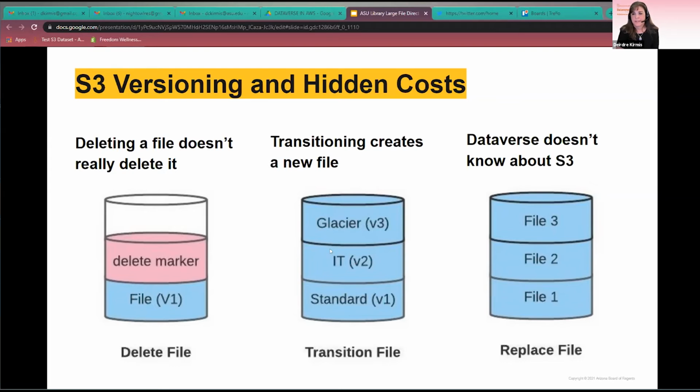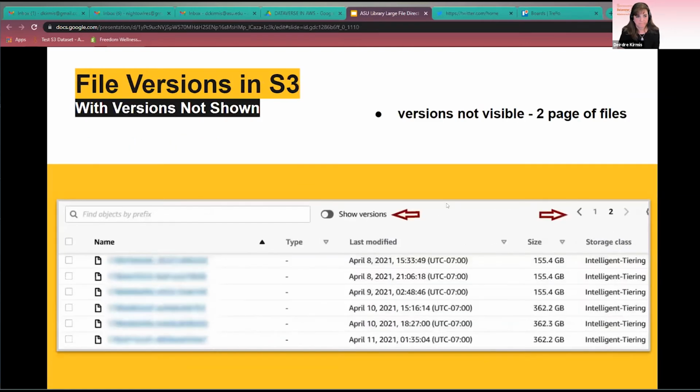So we were moving the files to intelligent tiering to save money, but now it actually looked like it was going to cost us more because we're paying for 2 files or 3 files or however many. And finally, Dataverse manages its own versioning, and it's not aware of S3 at all. So if a user replaces a file in Dataverse or deletes it and re-uploads it, the second file is actually considered a new file in S3. So again, you have multiple copies of the same file, which adds up to increased costs that we weren't expecting.